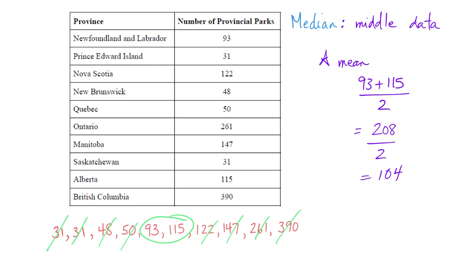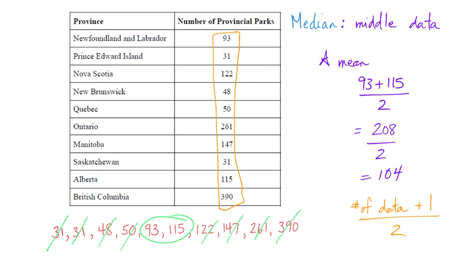What we can do is look at the number of data that we have in total. You will notice that we have 10 pieces of data. So if we're looking for which one is the middle, then what we do is take our number of data, add 1 to it, and then divide by 2. And that's going to get us to the middle.